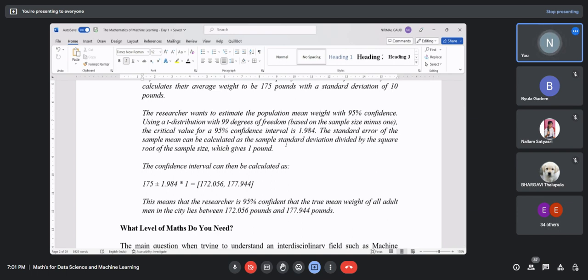So here I am looking for the population mean. I took the data of 100 people, calculated their average weight and their standard deviation, and accordingly I am now going to estimate the population mean weight. That means I am now considering the complete population, and I am 95% confident that its mean is going to lie within this particular range.